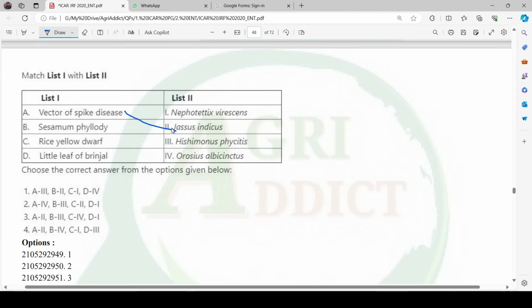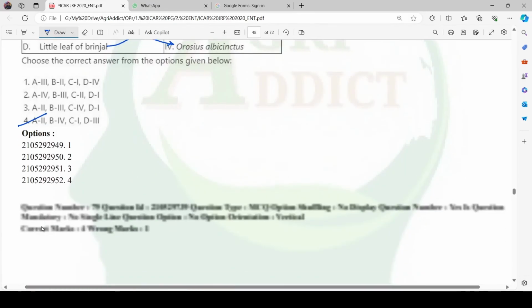So Jassus indicus is the vector of this disease. Then Sesamum phylloides, it is by Orosius albicinctus. Then rice yellow dwarf is by Nephotettix virescens, and the little leaf of brinjal, that is Hishimonas phycitis. Option 4 is correct.